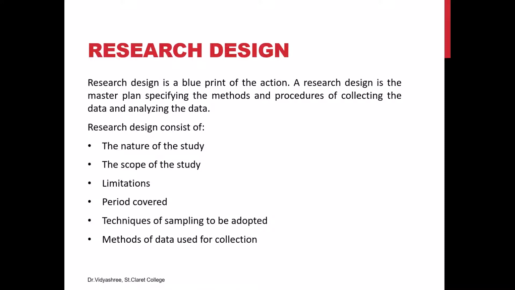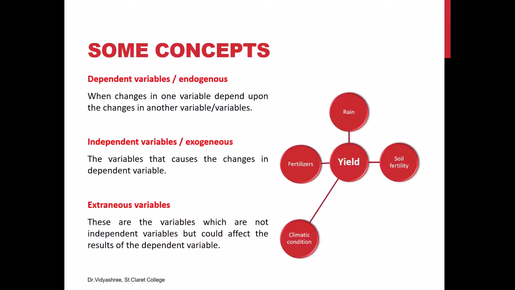In a research design, the researcher can mention the nature of the study, what is the scope of the study, the limitations of their research, the period covered in order to conduct the research, what are the techniques of sampling which are to be used in the research, and what are the methods he uses in order to collect the data. So these are the things mainly which will be mentioned in the research design by the researcher.